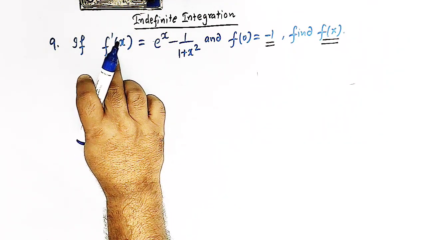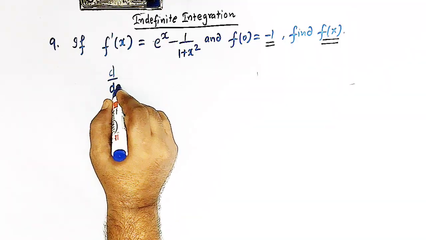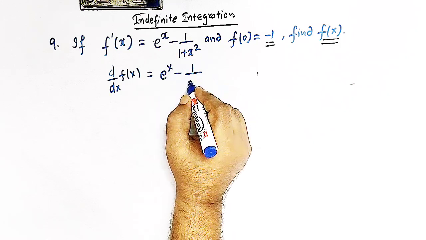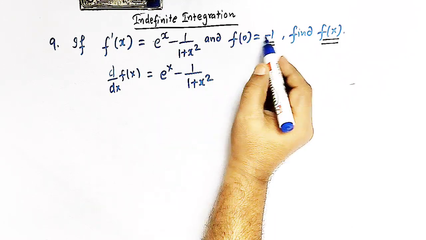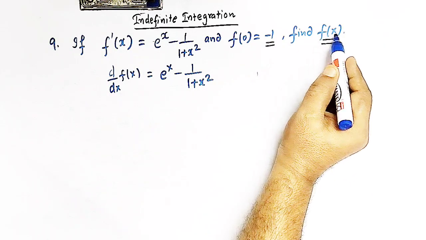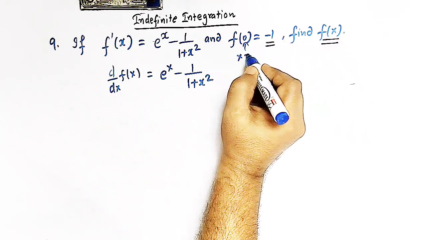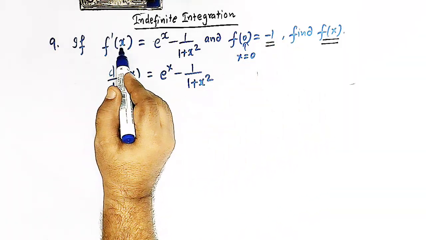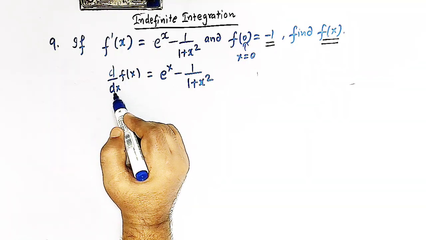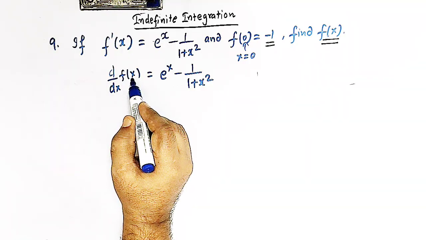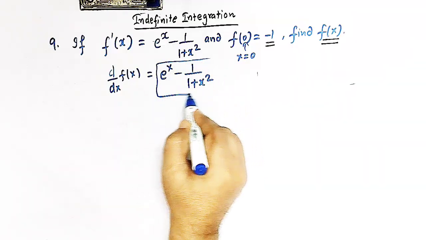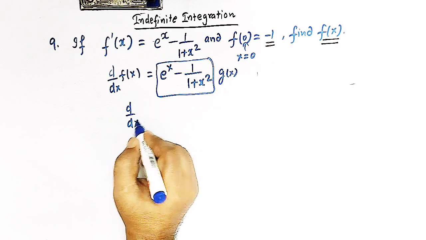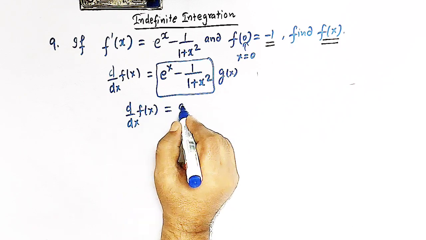Here we are given the derivative of f of x is equal to e raised to x minus 1 over 1 plus x square, and the value of the function f of x at x is equal to 0 is given as minus 1, right? And for f prime of x we write this notation d by dx of f of x, right? So if we take this function as say g of x, then d by dx of f of x is equal to g of x.